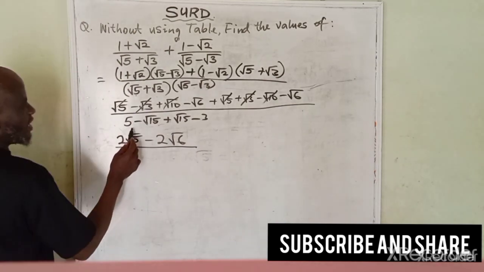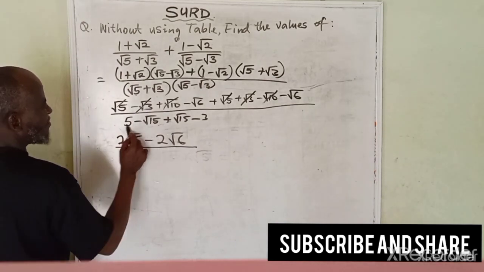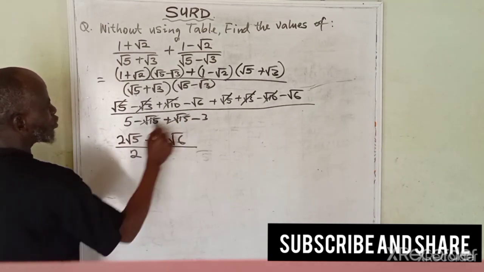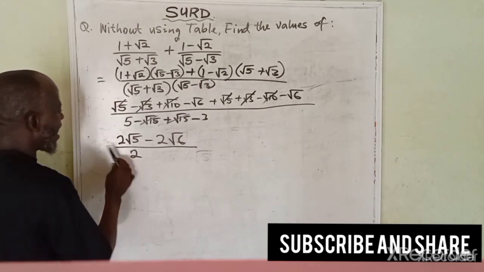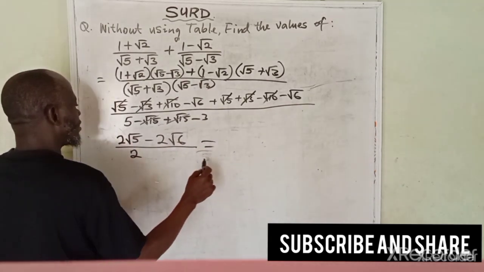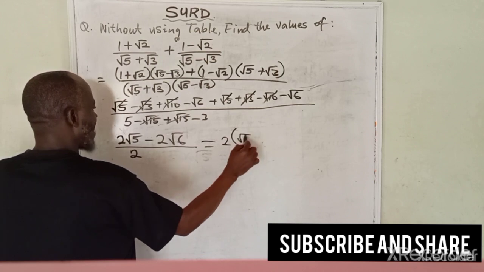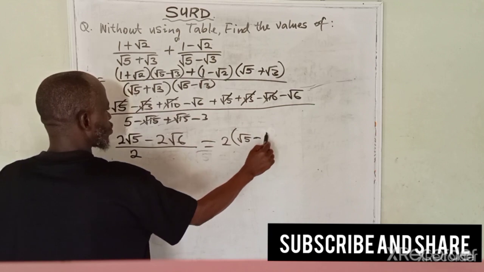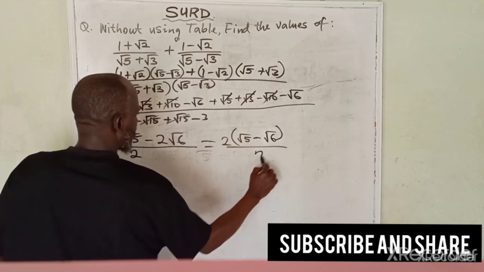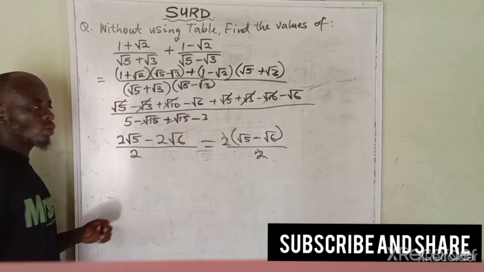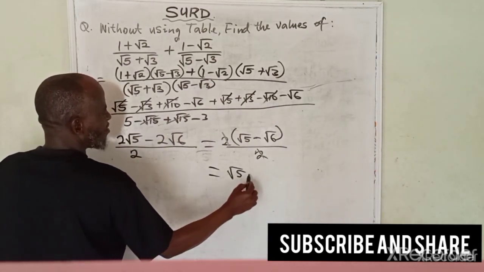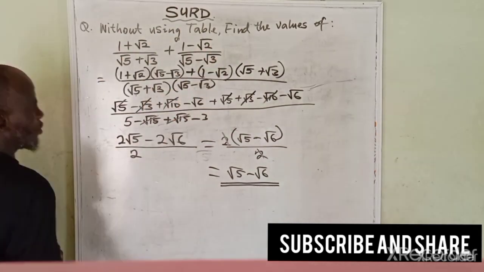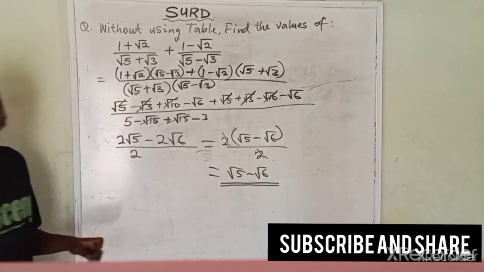Very simple. Then we collect like terms here. 5 minus 3 is 2. Minus root 15 plus root 15 cancel out to 0. So we have all this over 2. We can rewrite the numerator as 2 root 5 minus 2 root 6, all over 2. Then 2 can cancel 2, and we'll be left with root 5 minus root 6. That is the final answer. All these bogus fractions have been resolved to this. So that's the final answer.